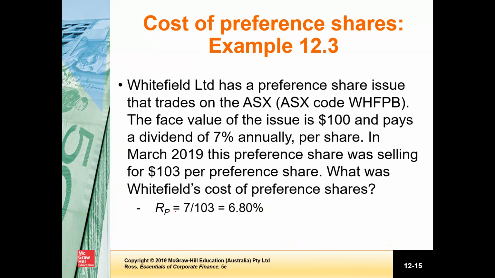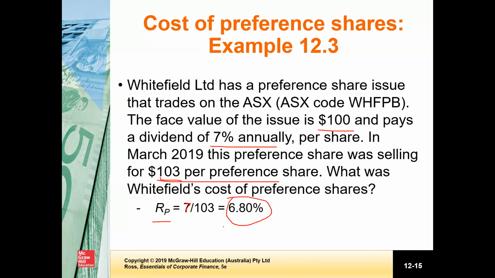So look at this example. The Whitefield Limited has a preference share issue that trades on the ASX. The face value of the issue is $100, and it pays a dividend of 7% annually per share. In March 2019, this preference share was selling at $103. What was the cost of preference shares? The cost of preference share is $7, which is the dividend, divided by P0, which is the current price, $103. So 6.8%.